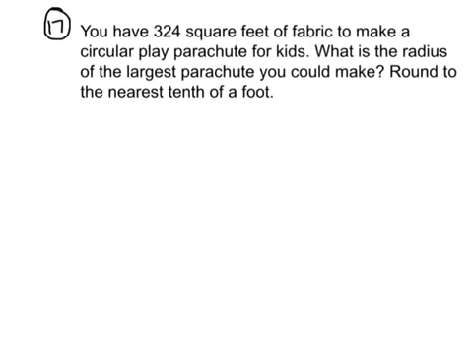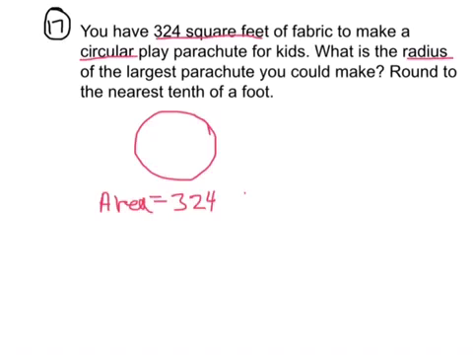In this problem, you have 324 square feet of fabric to make a circular play parachute for kids. What's the radius of the largest parachute you could make, rounded to the nearest tenth of a foot? Okay, so drawing a picture of this, we're looking to make a circle where the area is 324 square feet. So we know a formula that the area of a circle is pi r squared.